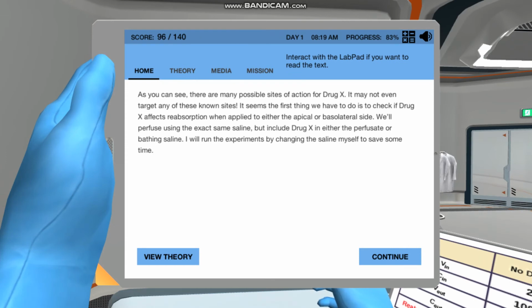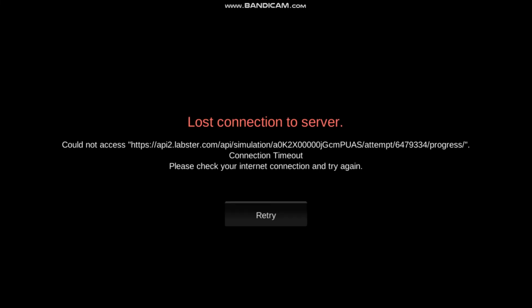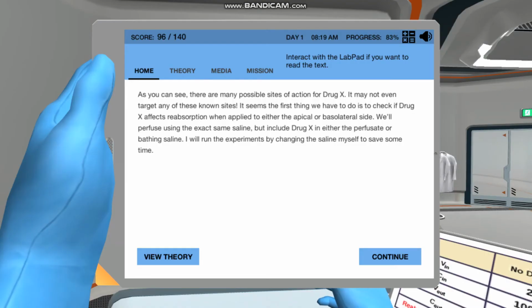It seems the first thing we have to do is to check if drug X affects reabsorption when applied to either the apical or basolateral side. We'll perfuse using the exact same saline, but include drug X in either the perfluorescate or bathing saline. I will run the experiments by changing the saline myself to save some time.